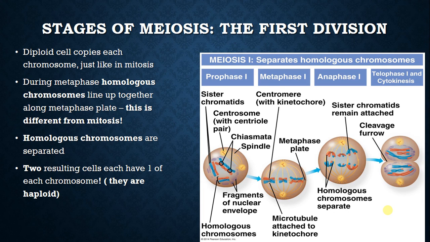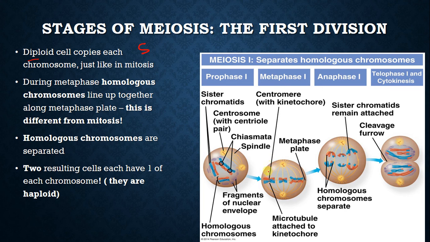Now, stages of meiosis. Right, now we're going to look at the first division. So prophase, metaphase, anaphase, telophase 1. First, the diploid cell copies each chromosome, just like in mitosis. So we go through S phase. Before mitosis starts, we copy our genetic information. We form those X-shaped chromosomes that are condensed. But during metaphase, homologous chromosomes line up together along the metaphase plate. This is different from mitosis.